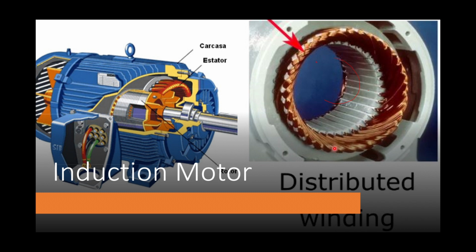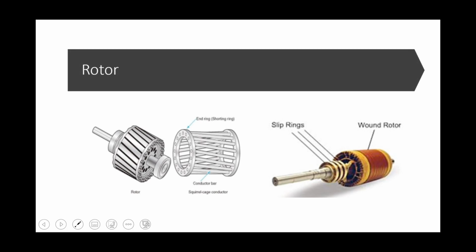What you see in the other picture is nothing but a distributed winding. This is the rotor winding. These are the different kinds of windings or rotors we have in the induction machine. Basically, we call them a squirrel cage or a slip ring induction motor. I'll explain in detail what these windings are from the operation point of view, and how they make a difference.